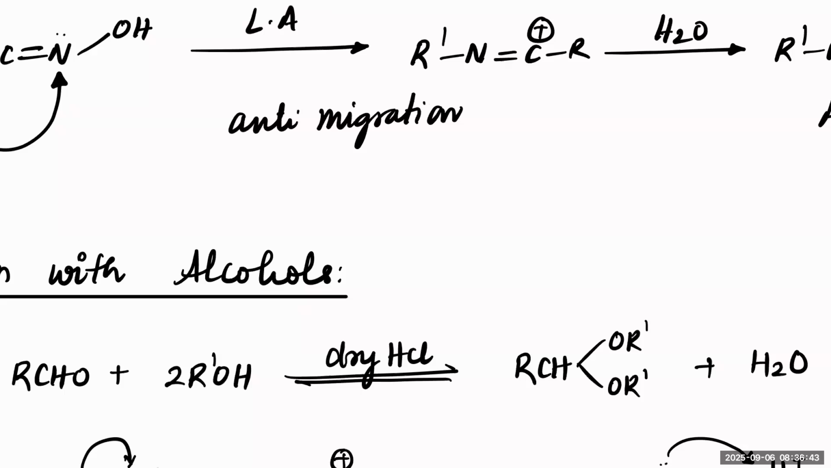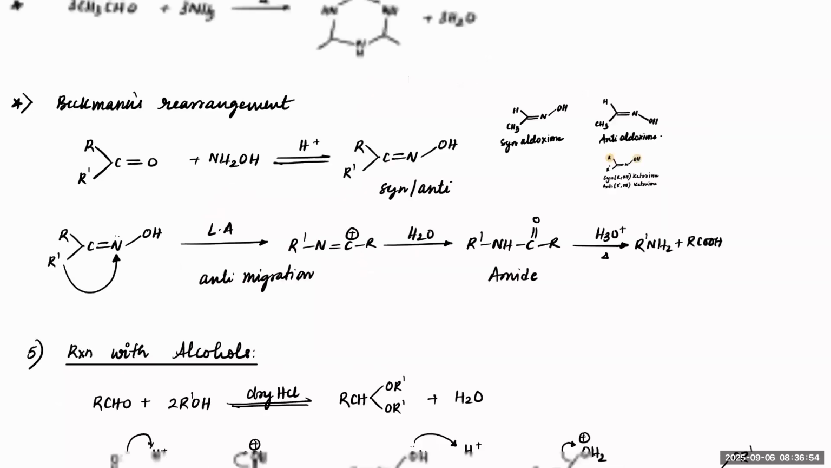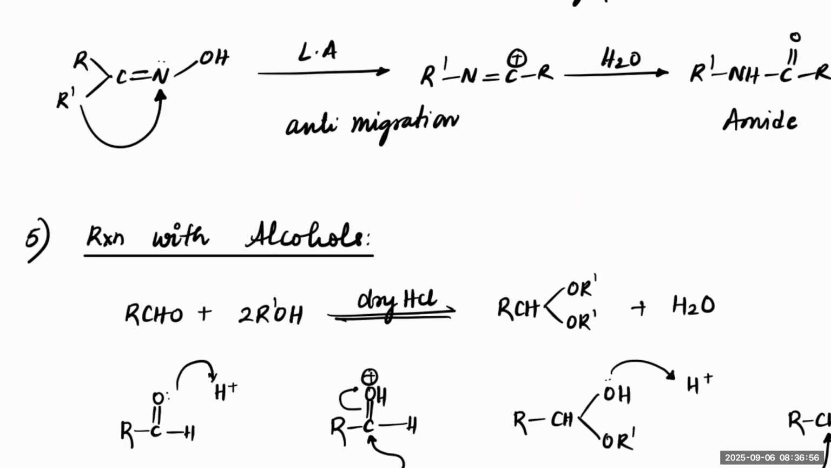Now notice this one. What is Beckmann's rearrangement? Beckmann's rearrangement requires a Lewis acid first. You can take Lewis acid in any form. What are the Lewis acids we can take? The Lewis acids which we can recommend here include H plus, BF3, AlCl3, SbCl5, SbF5, PCl5, PCl3, SOCl2. So you can name it. All of these are Lewis acids.